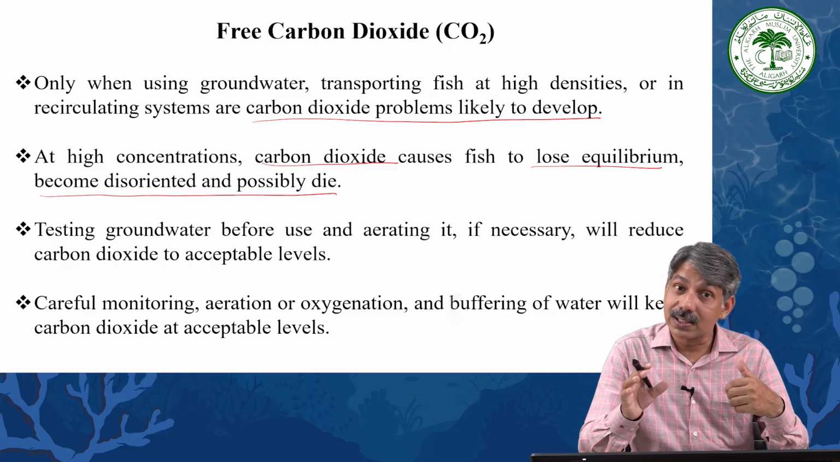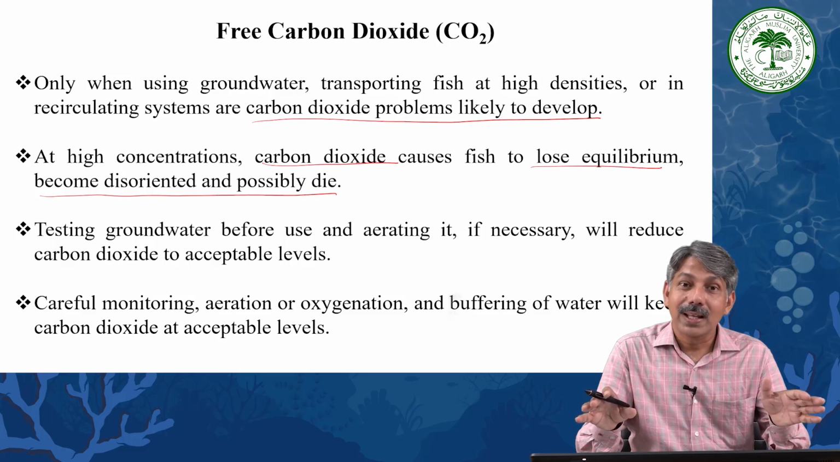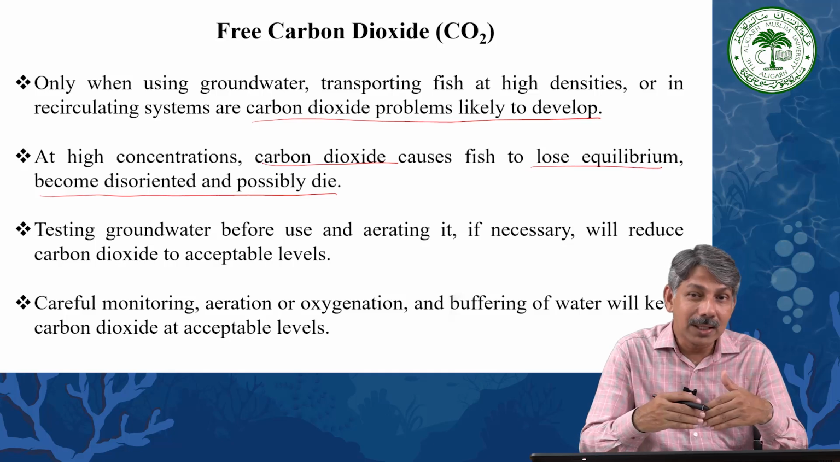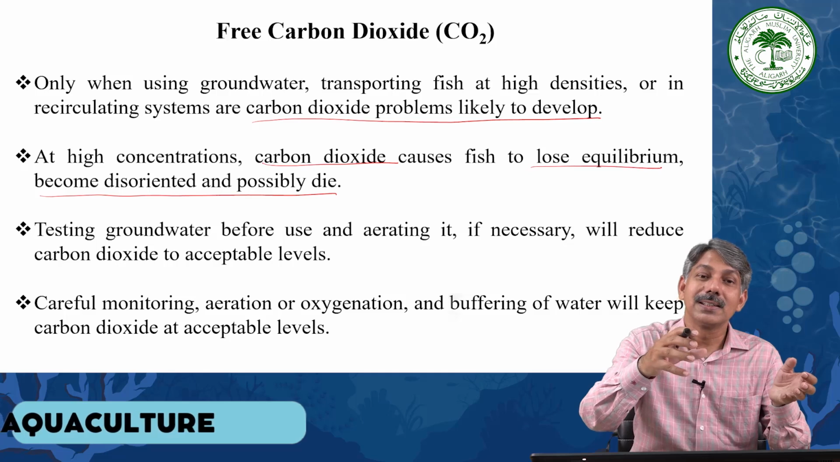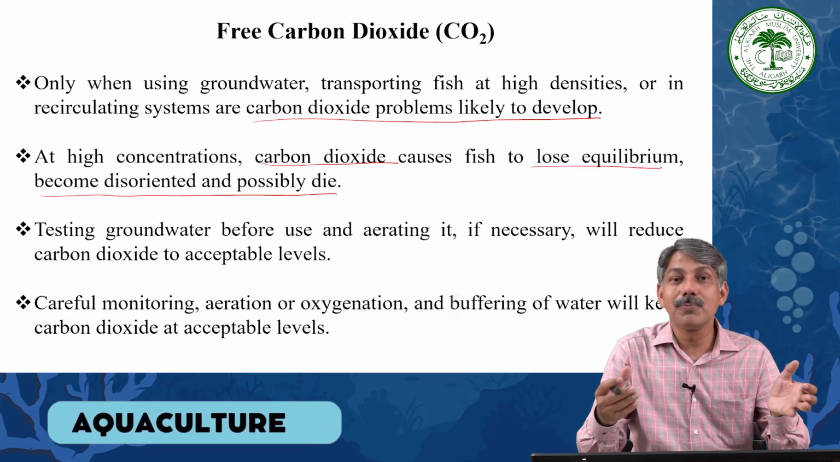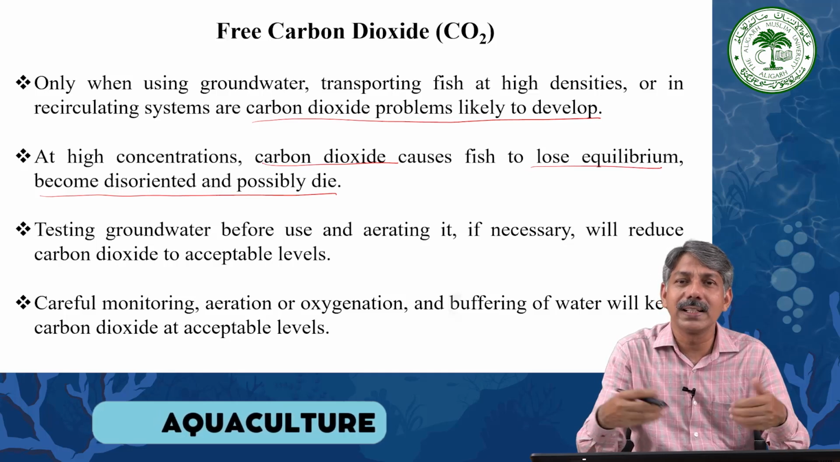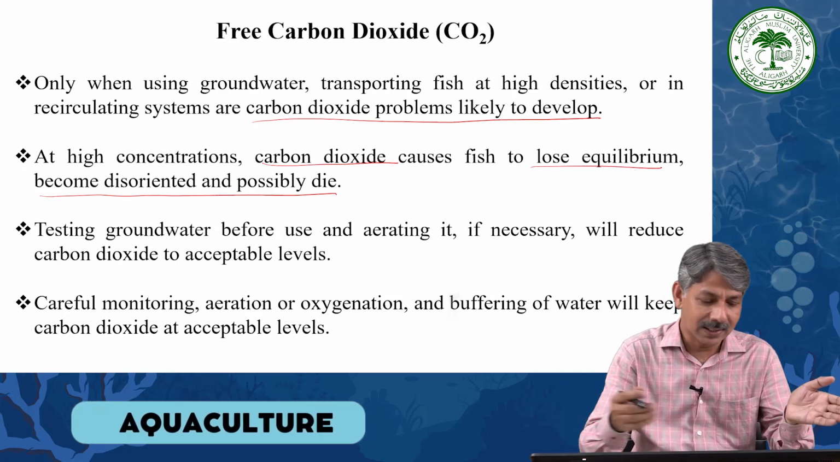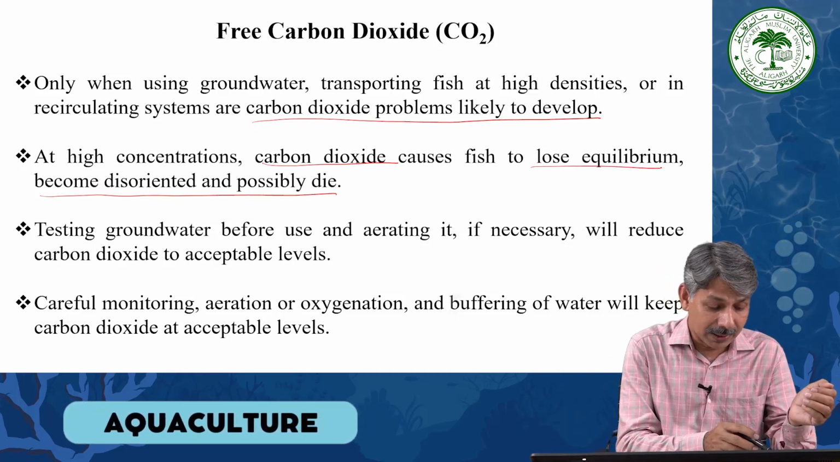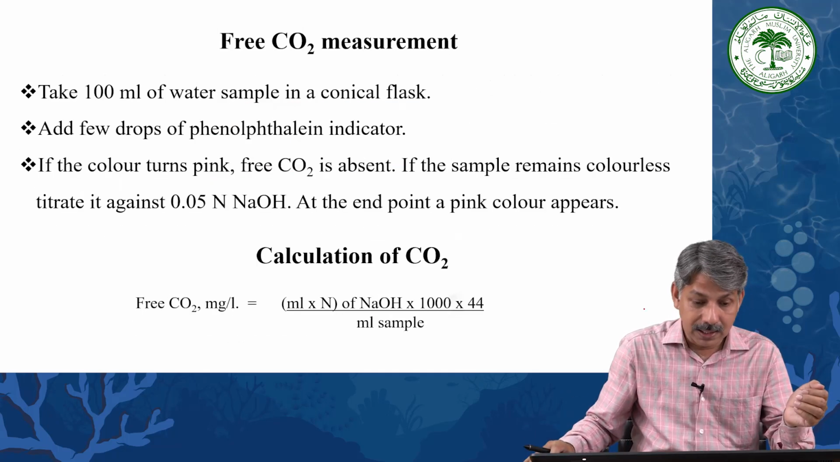So when the dissolved oxygen is sufficient, or in some places I have also seen that in the conditioning pond, while they fill water, they are pouring water from a particular height. Maybe in some places I have seen they sometimes fit showers also, so getting more atmospheric oxygen dissolved. The purpose is only increasing the dissolved oxygen content and lowering the free carbon dioxide content, and then you can use that water for supplying to the fish. Careful monitoring, aeration, oxygenation, and buffering of water will keep carbon dioxide at acceptable levels.